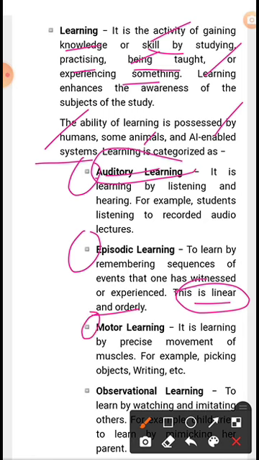Third one is motor learning. What is motor learning? It is learning by precise movement of the muscles. For example, if you are picking objects, this type of learning is motor learning because in this you are learning by the movement of the muscles. Writing, if you are writing something, also comes under motor learning.